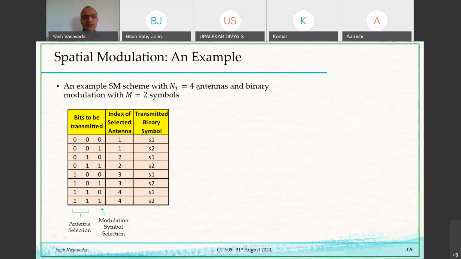But remember, now I have 4 antennas, and so on each antenna, I am able to transmit either 0 or 1. If I transmit a BPSK symbol on the first antenna, then the corresponding bits become either 000 or 001. Whereas if I have selected the 4th antenna, then effectively I am transmitting either 110 or 111. Alternatively, with 4 antennas and 2 symbols, I have a total of 8 constellation points. And I am selecting one of those 8 constellation points using 3 bits. Does this table make sense?